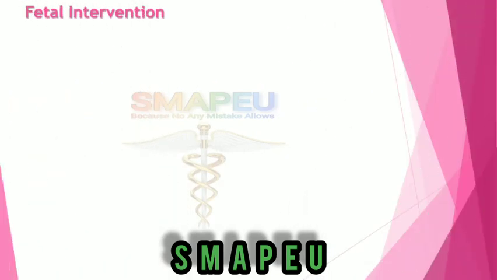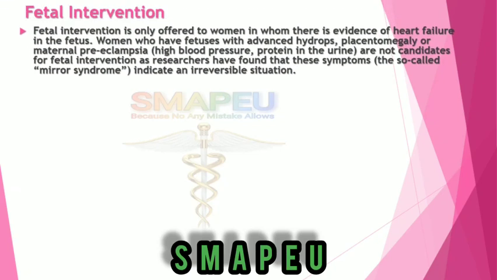Now let's discuss the fetal interventions. Fetal intervention is only offered to women in whom there is evidence of heart failure in the fetus. Women who have fetuses with advanced hydrops, placentomegaly or maternal preeclampsia, that is high blood pressure and protein in urine, that is proteinuria, are not candidates for fetal intervention, as researchers have found that these symptoms, the so-called mirror syndrome, indicate an irreversible situation.